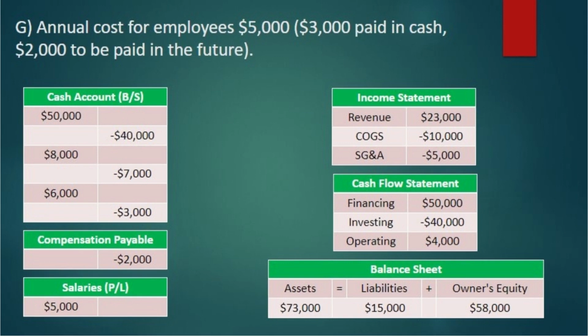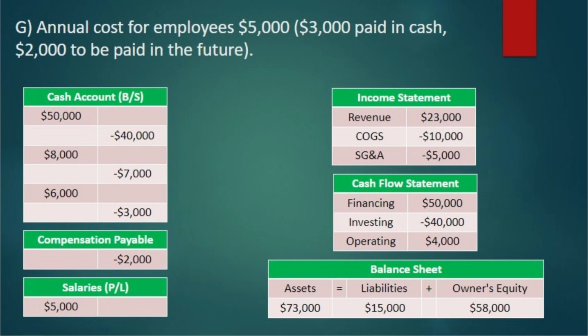We record the annual cost for employees. The total cost was $5,000, only $3,000 were paid in cash. We credit cash for $3,000, we debit salaries for $5,000. The difference is recorded in credit position, in the compensation payable account.